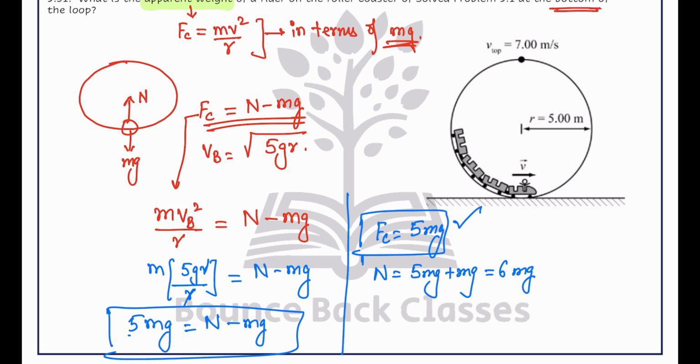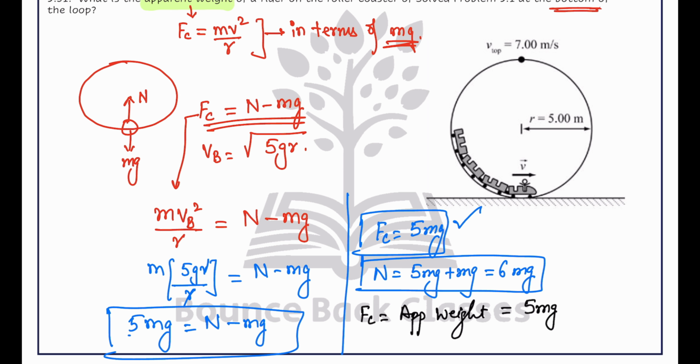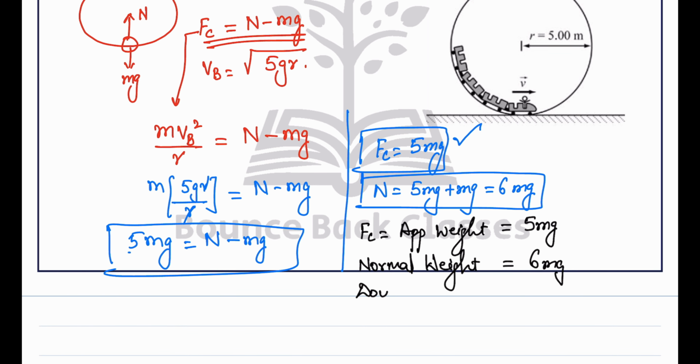So what I told you guys, there are two things you need to understand. First thing, Fc, that is your apparent weight. So apparent weight becomes your 5 mg. What is your normal, which is going upward? The normal weight, which is your 6 mg, and the downward weight, which is equal to your mg.